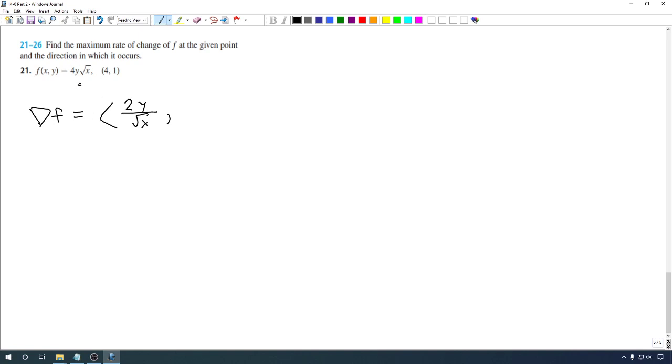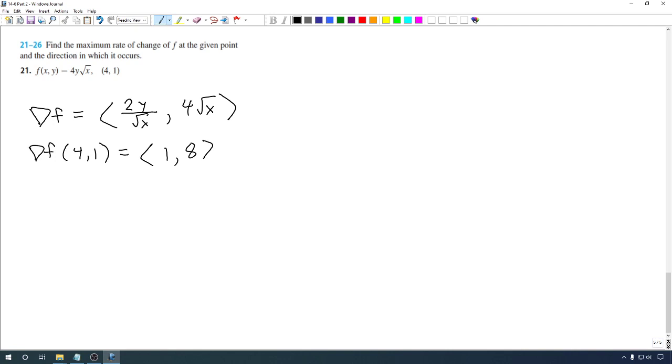Now we differentiate with respect to y. The 4 square root x is constant now, and the y basically just goes away. We have 4 square root x. If we look particularly at the point 4, 1, if we plug that in here, we have 2 times 1 over square root of 4. Well, that's just 2 over 2, or 1. 4 times square root of 4 is 2, so we end up with an 8. So our gradient is <1, 8>.